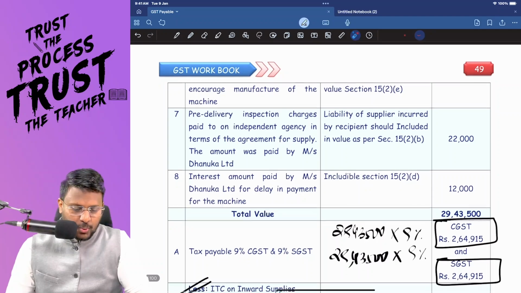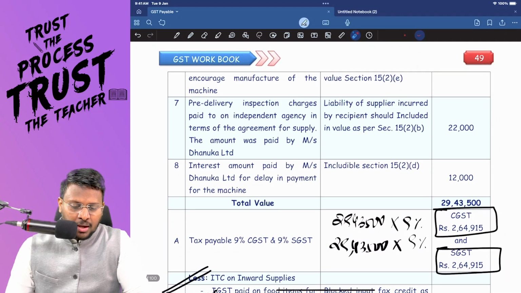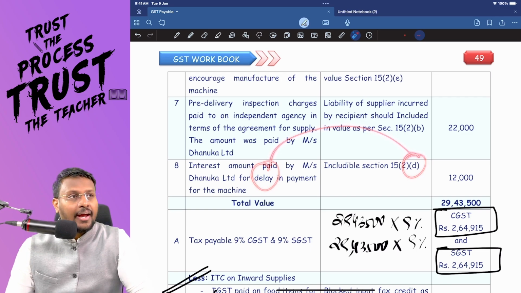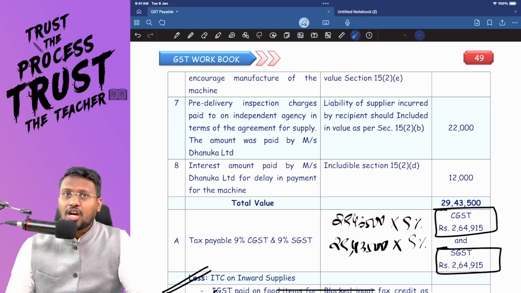Right? Coming to the next one, sir. Interest amount paid by Messrs. Danuga Limited for delay. 15 subsection 2 clause B, for delayed payment of consideration.